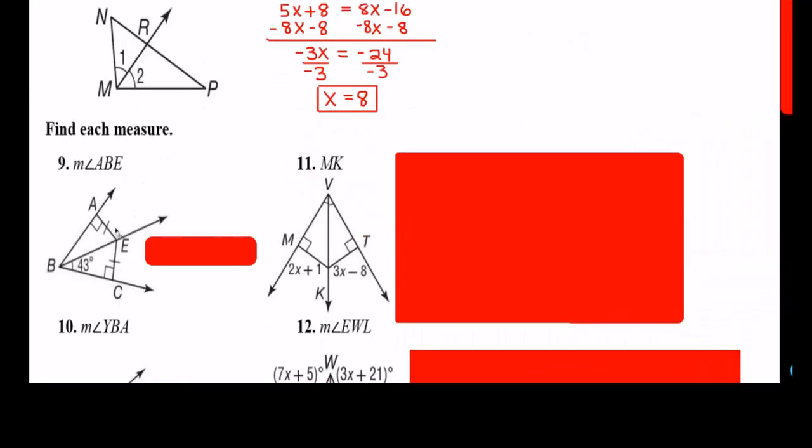Next one, I have this drawing here, and I see that point E is equidistant to both sides of the angle. So that means, guess what? I know that this segment right here is the angle bisector.